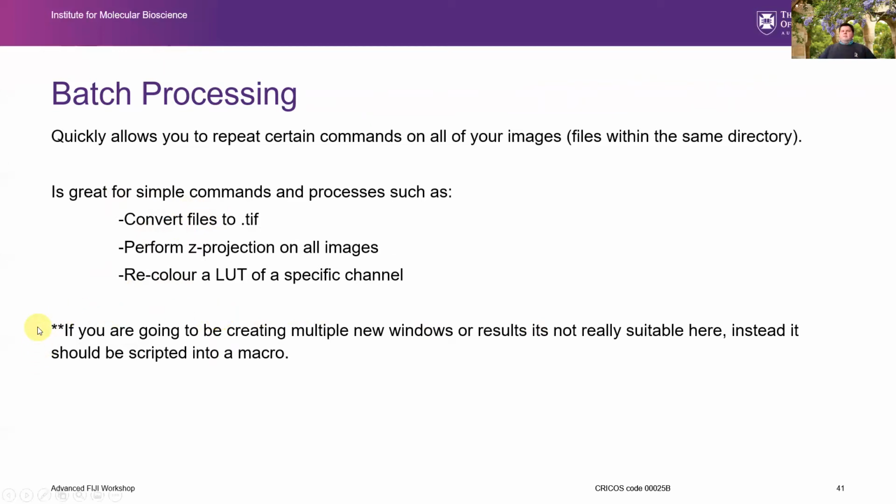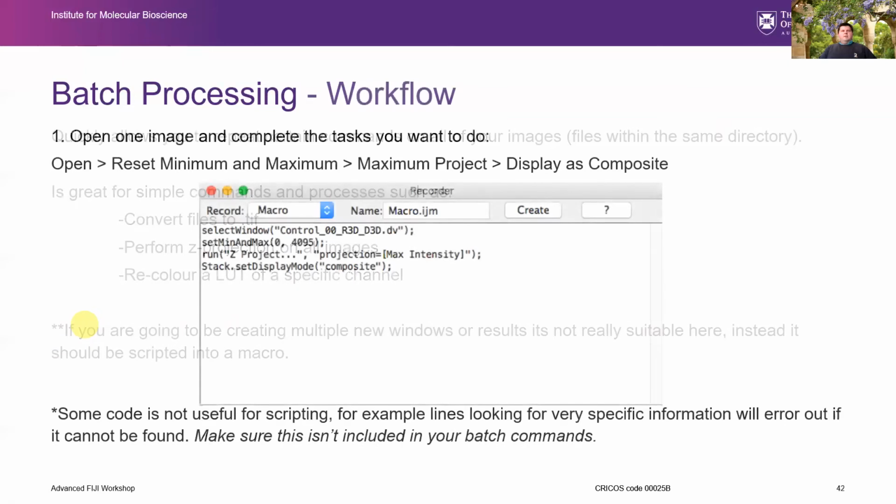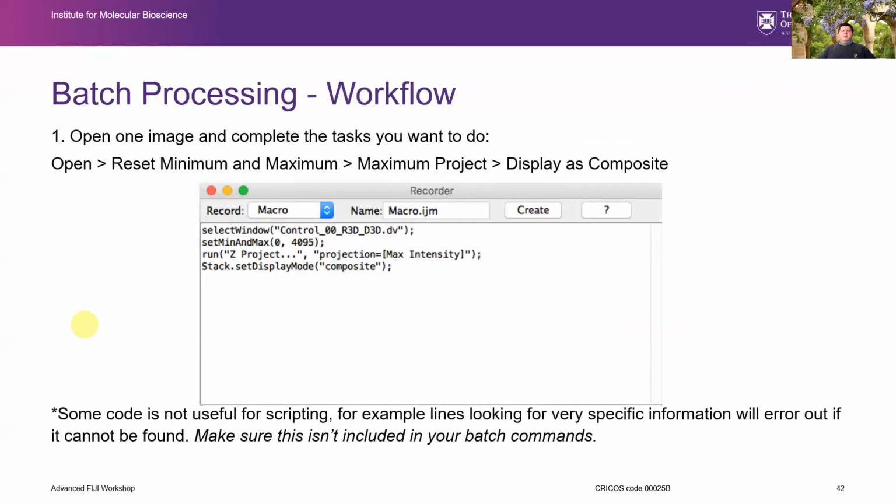But if you're going to be creating lots of windows and lots of results tables, it's not really suitable for batch processing. That's more a task for a macro. So the workflow for batch processing would be to open an example image that you want to do these tasks on. And you might want to say, open the image, reset the brightness and contrast, run a maximum projection, and make sure it's displayed as composite. So you could do those tasks and have the recorder running, and you would get something like this.